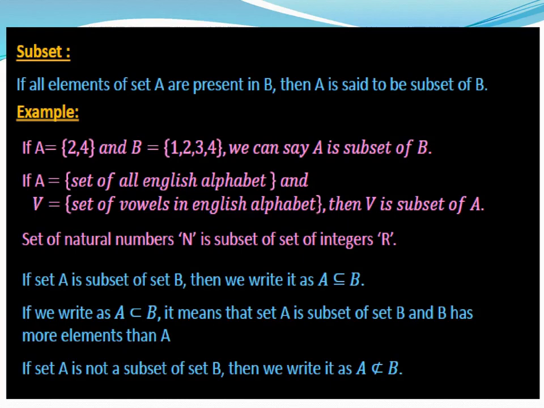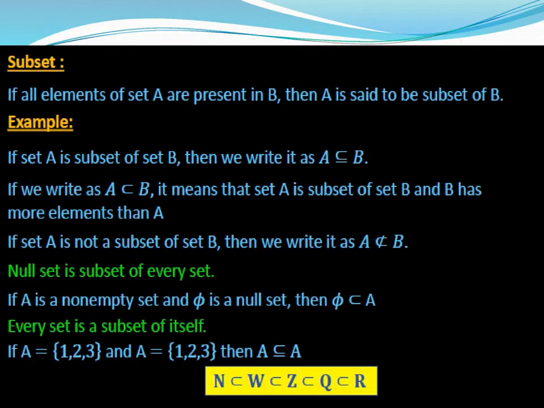If the elements in A are not present in set B, then we write A is not a subset of B. The symbol means subset, and we cross it with one line. That is the symbol called not subset. The null set is a subset of every set. This is very important.